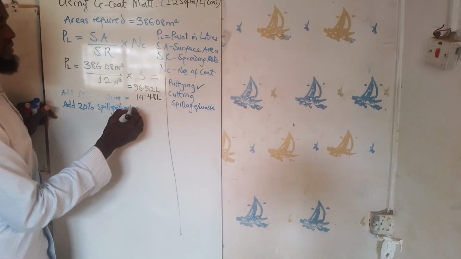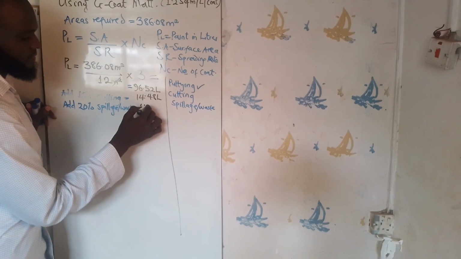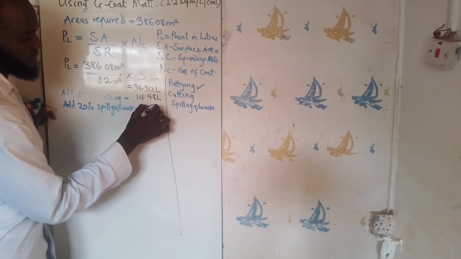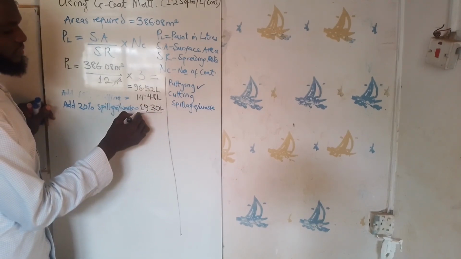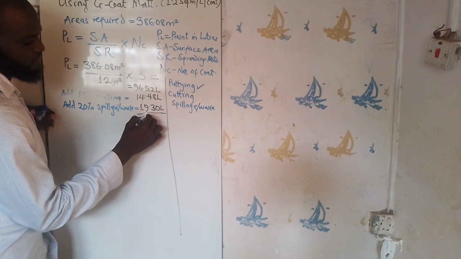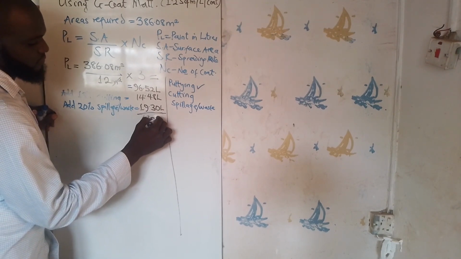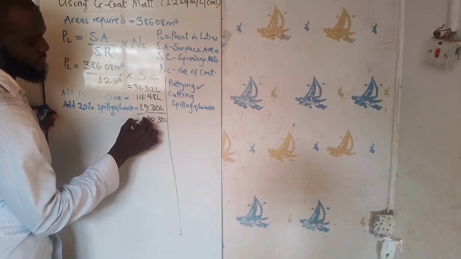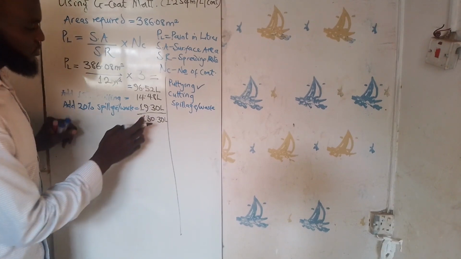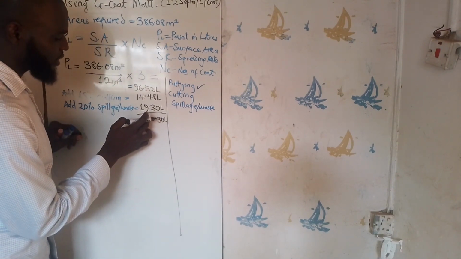Then 20%. So what will the total give us? 130 liters. Now we need to determine the paint we are buying.